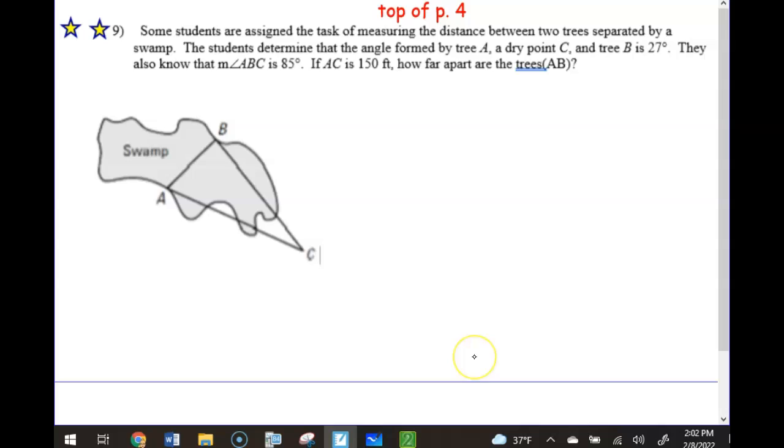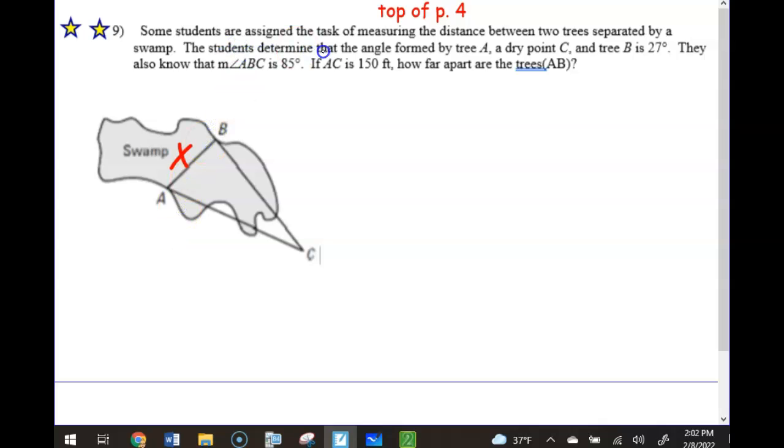Like here's one I gave you, I think. There's a triangular piece of land with sides of 6, 8, and 10. Find the area. Okay, I think you can handle that one. But this one says students determine, okay, they're trying to measure how far apart A and B are, the trees at A and B.